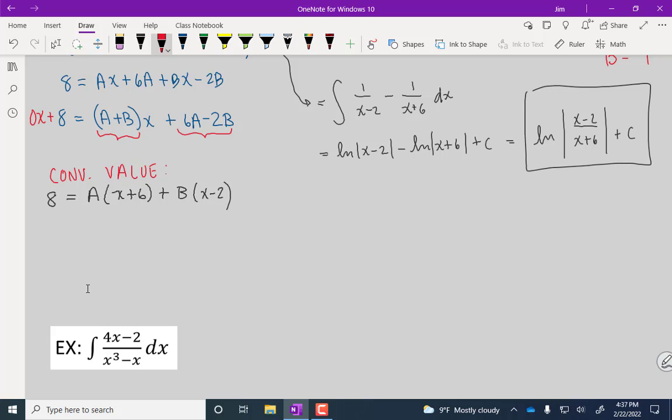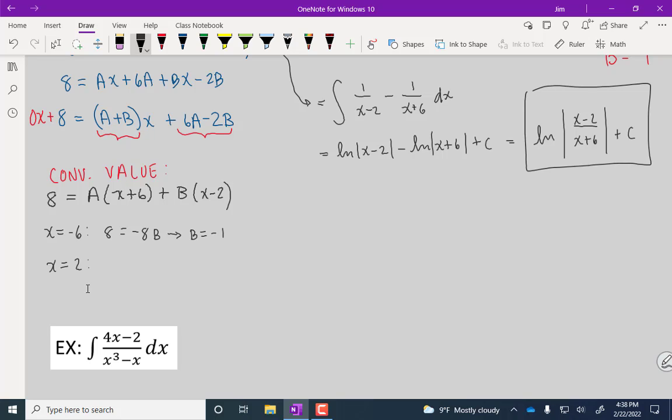It is true for x equals 0. There's two more better values, though. It's true for x equals 2, and x equals negative 6. So watch what happens. These are the quote-unquote convenient values. If this equation is true for every single x, let's just pick x equals negative 6 and x equals 2. If we plug in x equals negative 6, doesn't this whole term just disappear? And so then we plug in negative 6 over here, and we get negative 8b. So that tells us that b is negative 1.